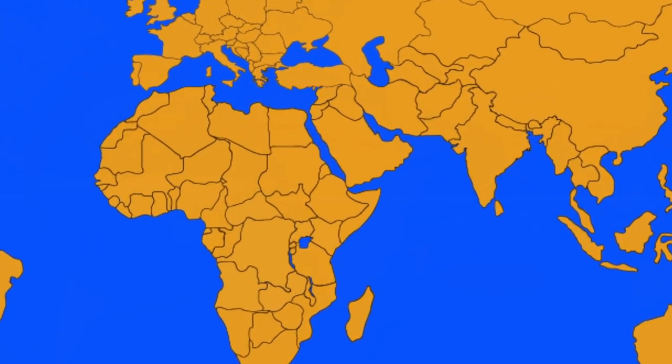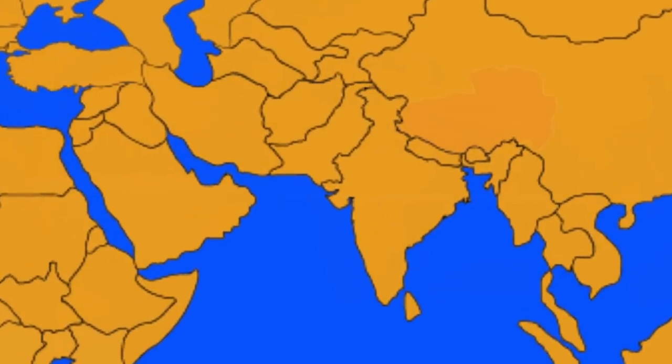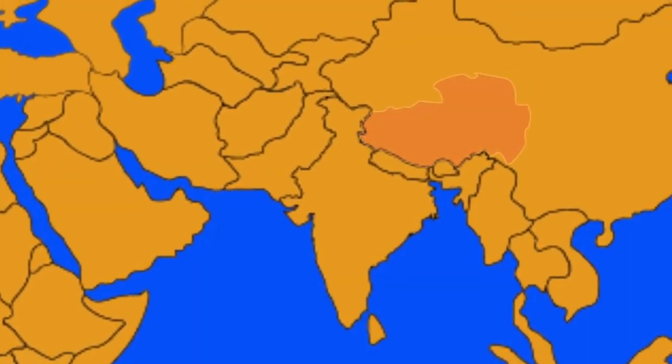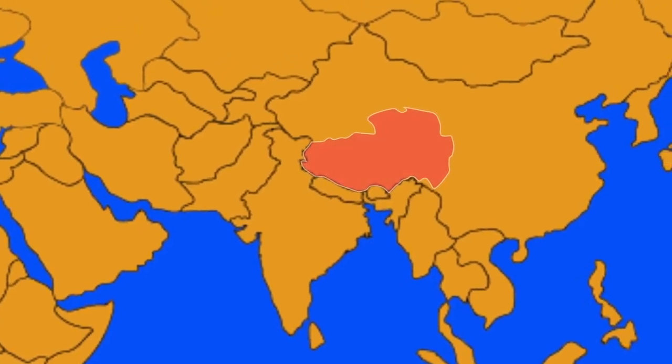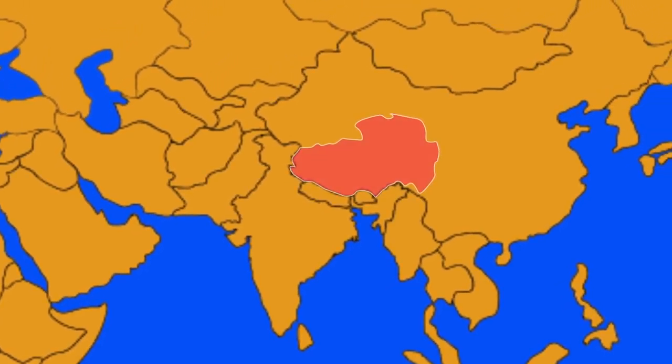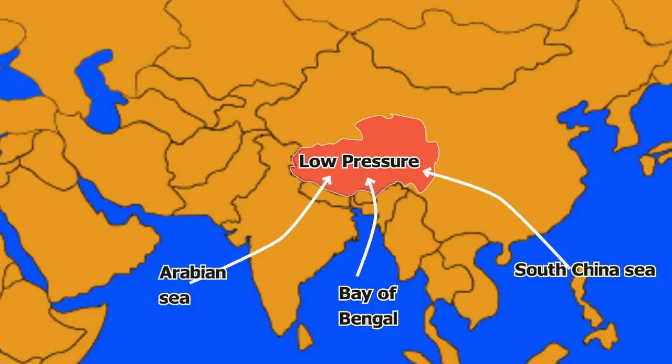Another important factor instrumental in the development of monsoon winds is the intense heating of the Tibetan plateau. So, in summer, the Tibetan plateau gets intensely heated. The air across the plateau rises, creating a zone of low pressure that sucks in moist air from the Bay of Bengal, South China and Arabian Sea, bringing rain to most of Asia.